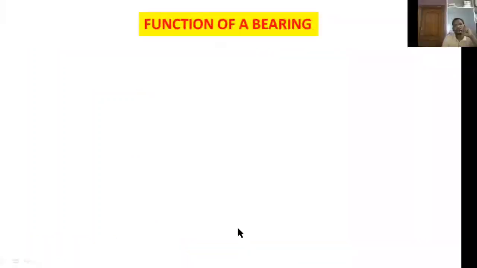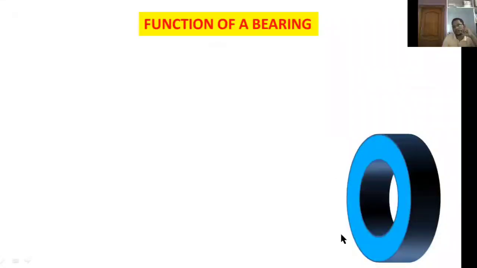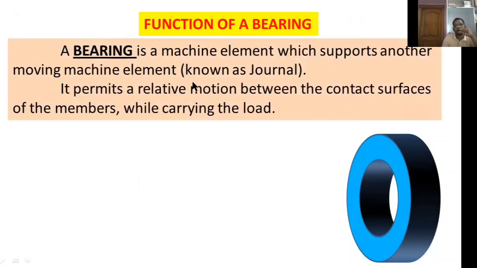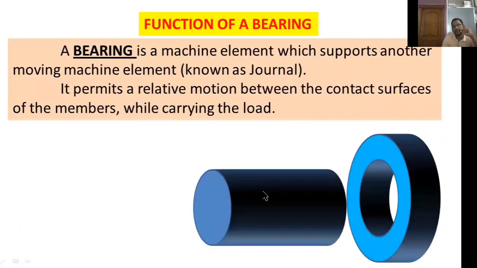First of all, what is a bearing and what is the function of a bearing? This is a bearing, a solid bearing. A bearing is a machine element which supports another moving machine element. This is a moving machine element, and this is a supporting machine element. The supporting element is called a bearing, and the moving element is called a shaft or journal.